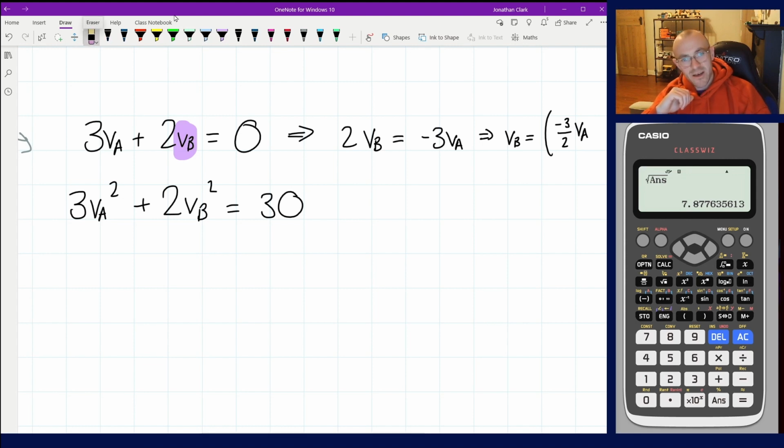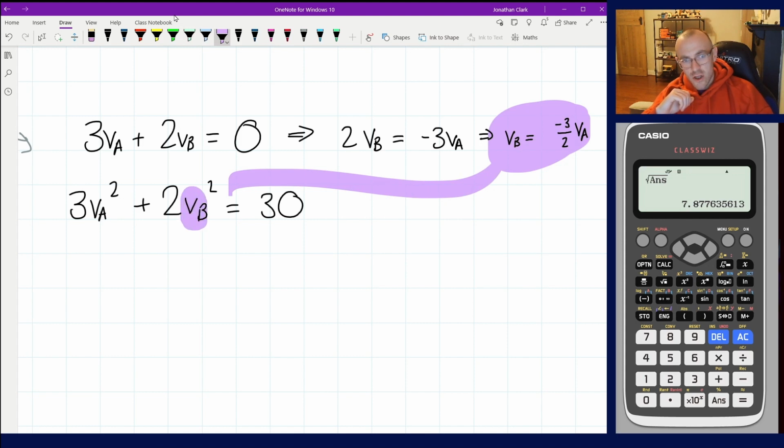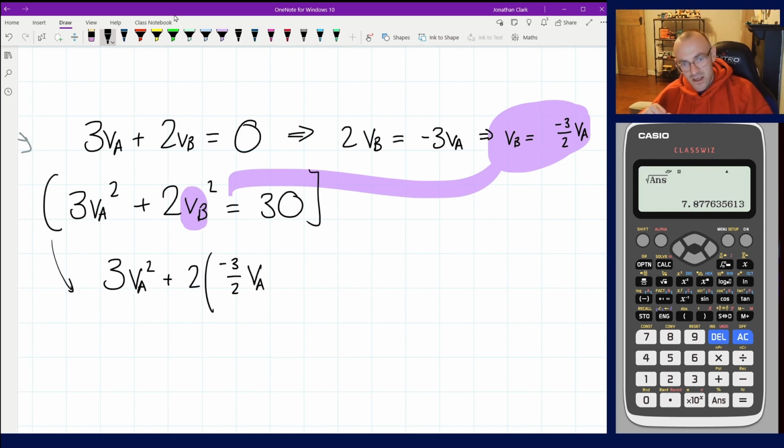And I don't know why I added a bracket. No need. Okay. That is what I've got. What I'm now going to do is I'm going to take this, substitute it in here, and that way my formula will not have VA in it. Sorry, it won't have VB in it anymore. It's going to look like this: 3VA squared plus 2 brackets minus 3 over 2 VA squared is 30.